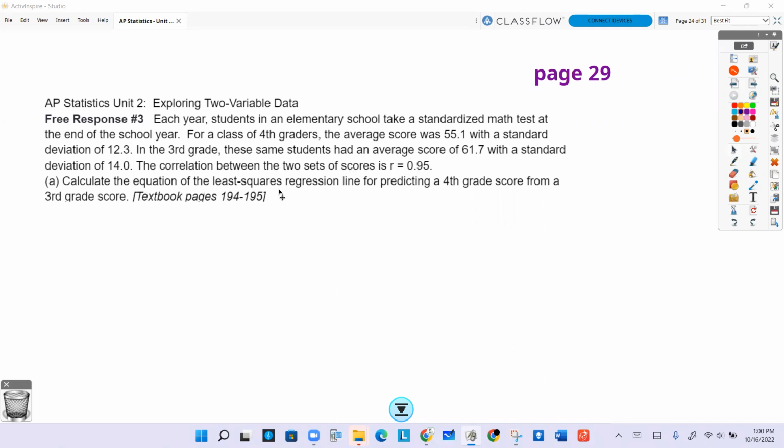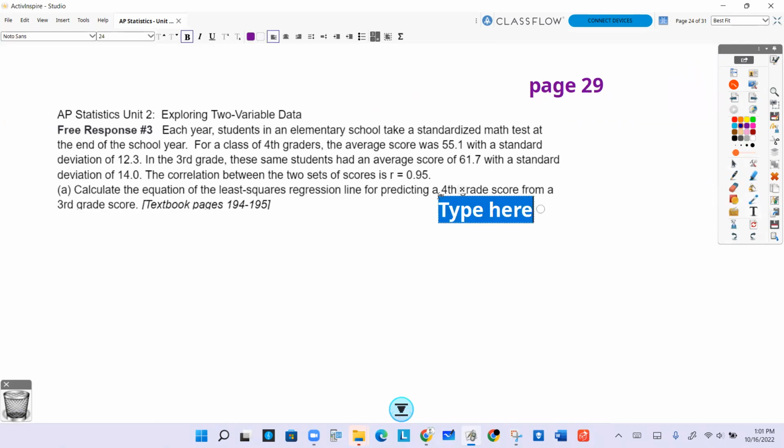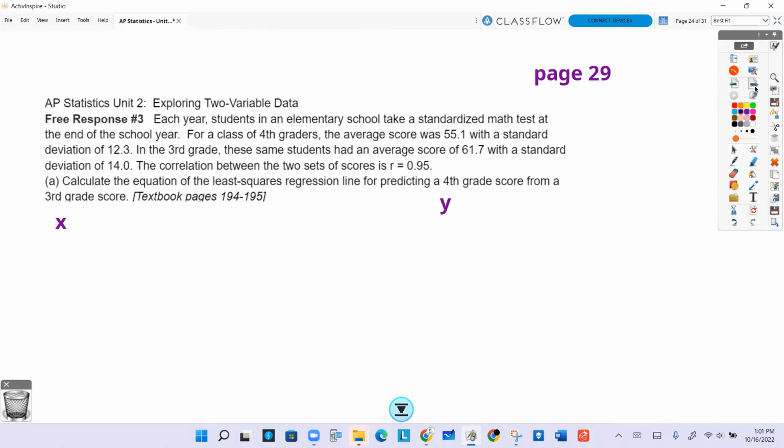Calculate the equation of the least squares regression line for predicting 4th grade score from a 3rd grade score. So once again, we're predicting 4th grade score. So 4th grade score is going to be Y, and 3rd grade score is going to be X. All right, try this out and check my answer after pausing.